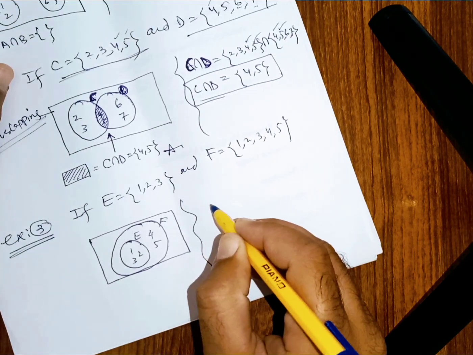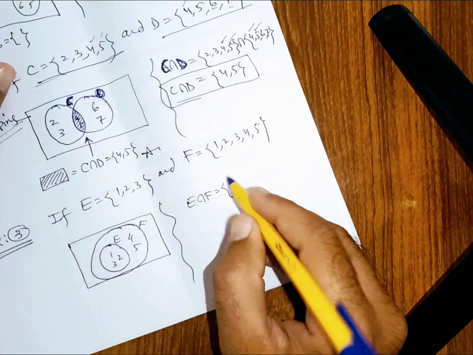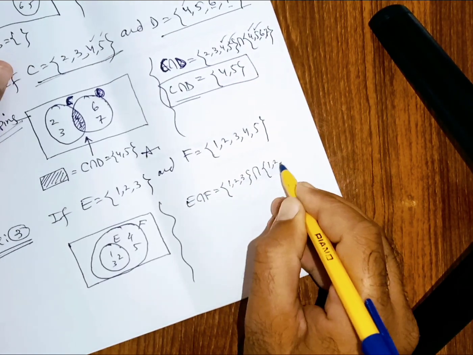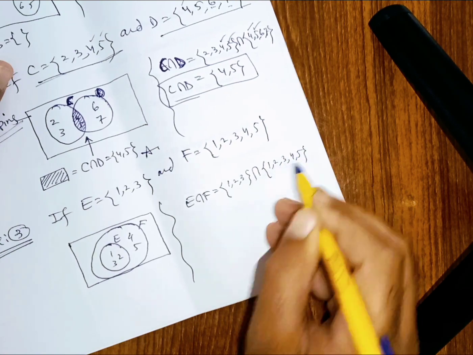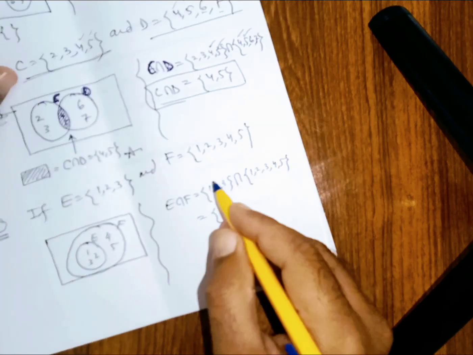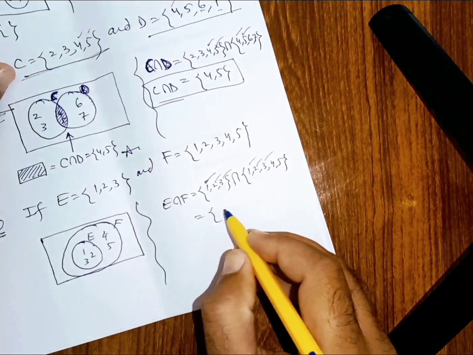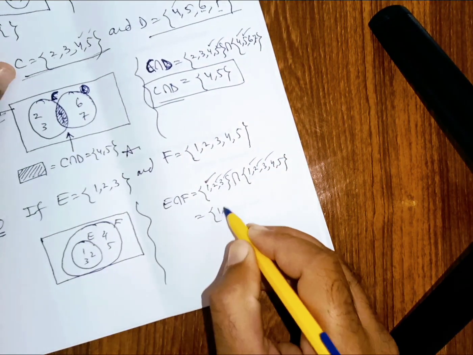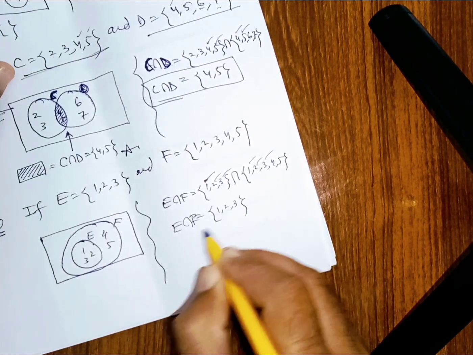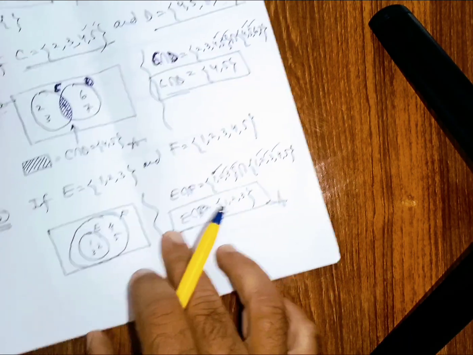If we do this manually, E intersection F, what we will get is 1 2 3 intersection 1 2 3 4 5, and the result is the common elements. So here you see the common elements are 1, 2 and 3. So we will write 1 2 3. This is the intersection of E and F. This is our answer. Now we see where that answer is included in this question.